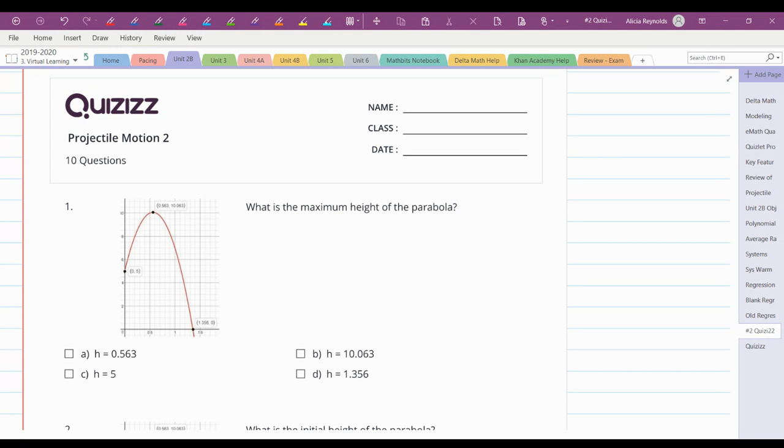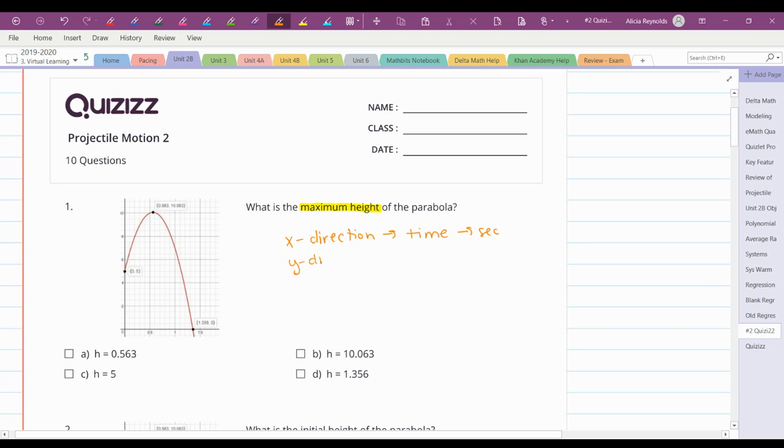For this first question, what is the maximum height of the parabola? To answer this question, we need to understand what maximum height is talking about. We need to understand that the x direction in projectile motion problems represents time, usually in seconds.